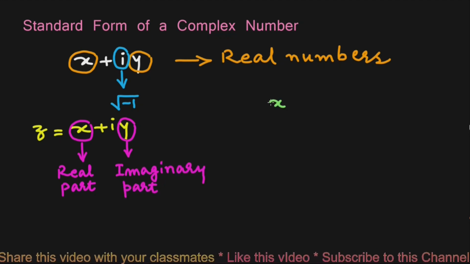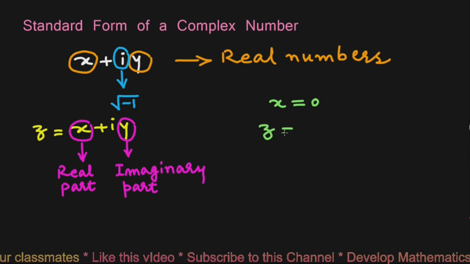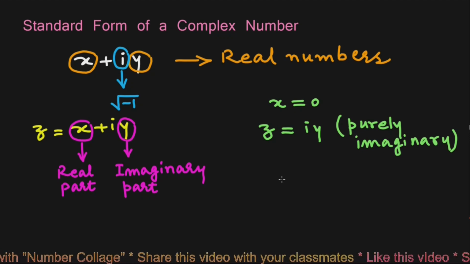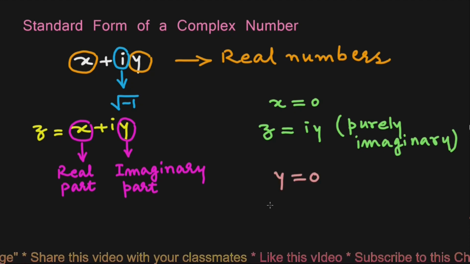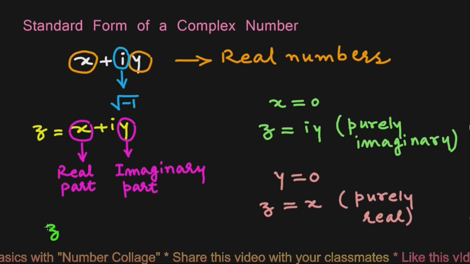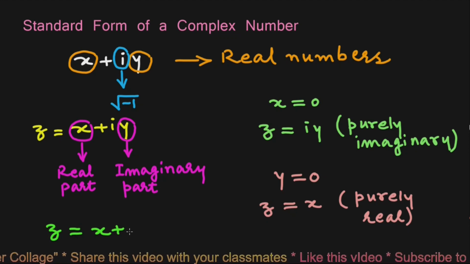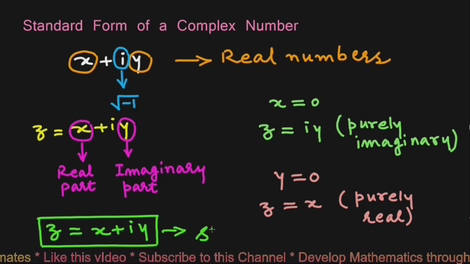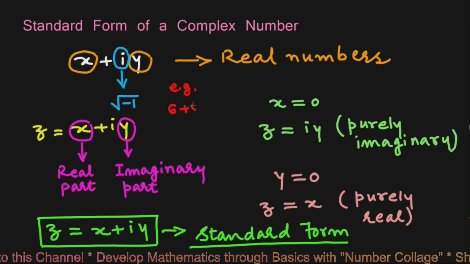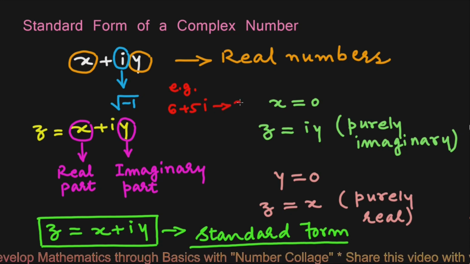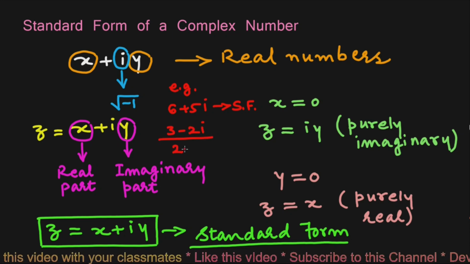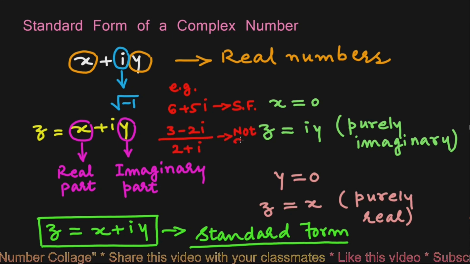So x plus iy is the standard form of a complex number, and it is denoted by z. If x is 0, the complex number z will be iy, and it is purely imaginary, and when y equals 0, then z will be x, which is purely real. So z equals x plus iy is the standard form of a complex number. For example, complex number 6 plus 5i is in the standard form, whereas complex number (3 minus 2i) upon (2 plus i) is not in the standard form.